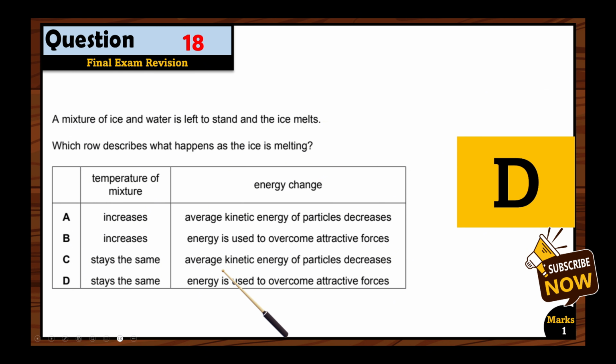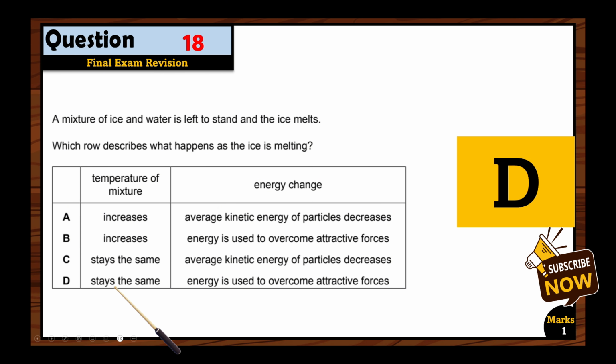Okay. Now let's see for energy change. Average kinetic energy of the particles decreases. Energy is used to overcome attractive forces. Okay. So now the temperature stays the same. What is the reason behind that? Actually, the heat is used to break the bonds. Which bonds? Not the covalent bonds, of course. The attractive forces between the water molecules. There are weak attractive forces between the water molecules, and the heat energy is used to overcome the attractive forces. Okay.